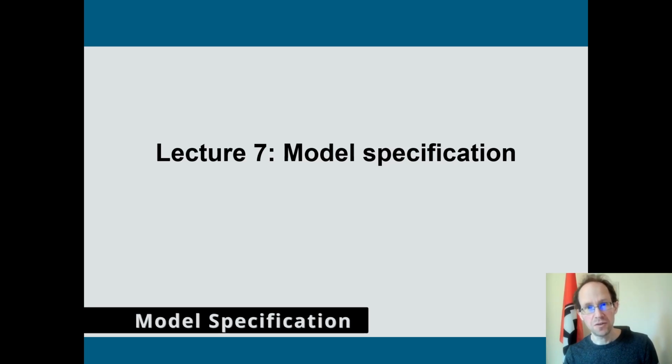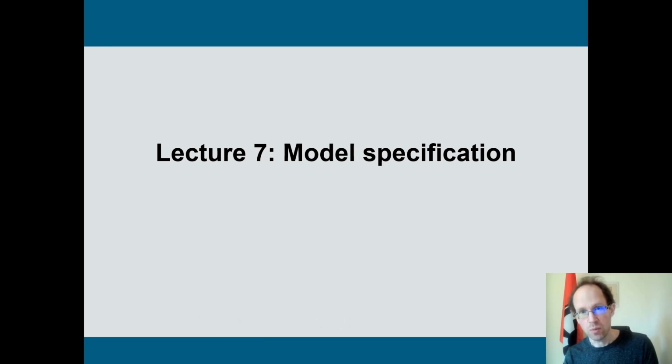Welcome back. Today I want to talk about model specification, which is a topic very frequently ignored in textbooks. The key question I want to answer is whether the model you use is the correct model to describe your data. Or put differently, is the model you estimate the best model you can obtain?